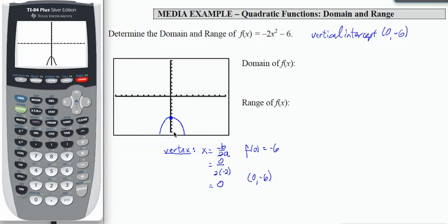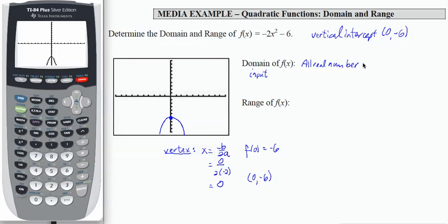I can graph down from here based upon the shape that's shown on the calculator. So it looks something like that. I want to find then the domain and the range for this function. Remember, the domain deals with input, and when you're working with a quadratic function, you can use any value for x as input. The way we write that as domain is we say all real numbers.